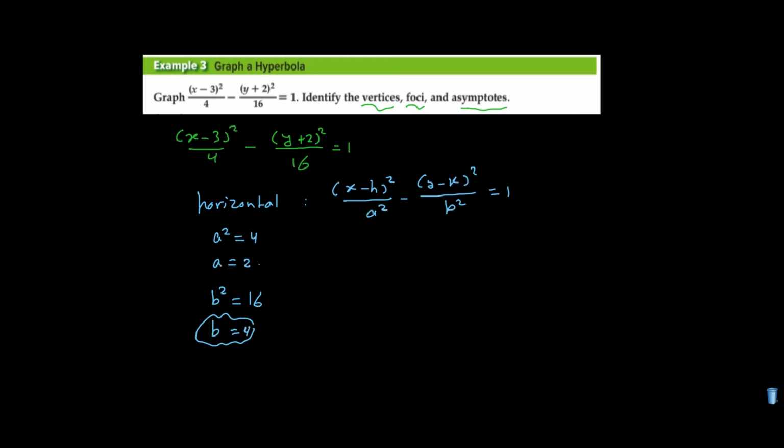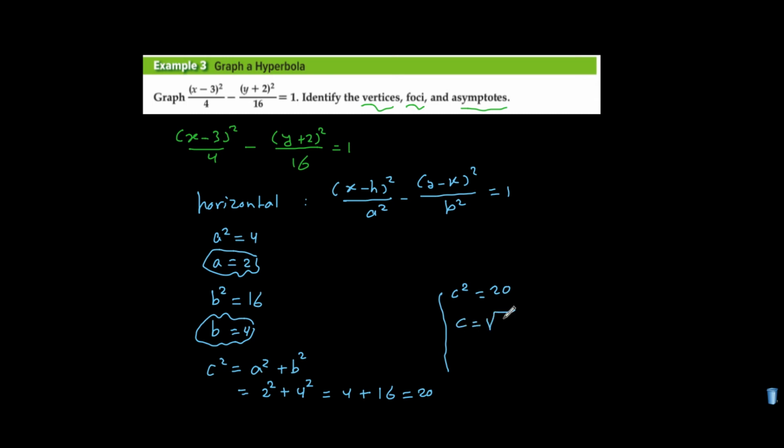We can get here also c squared equals a squared plus b squared. That means a squared to the power 2 plus 4 to the power 2, which equals 4 plus 16, which equals 20. We can write here c squared equals 20, so c is the square root of 20, which is equal to radical 5. This is the answer. Good.